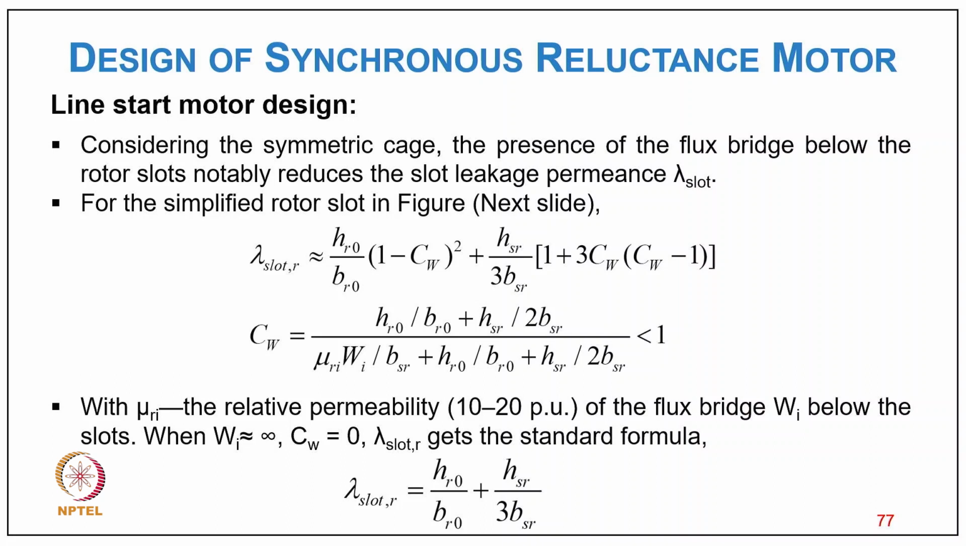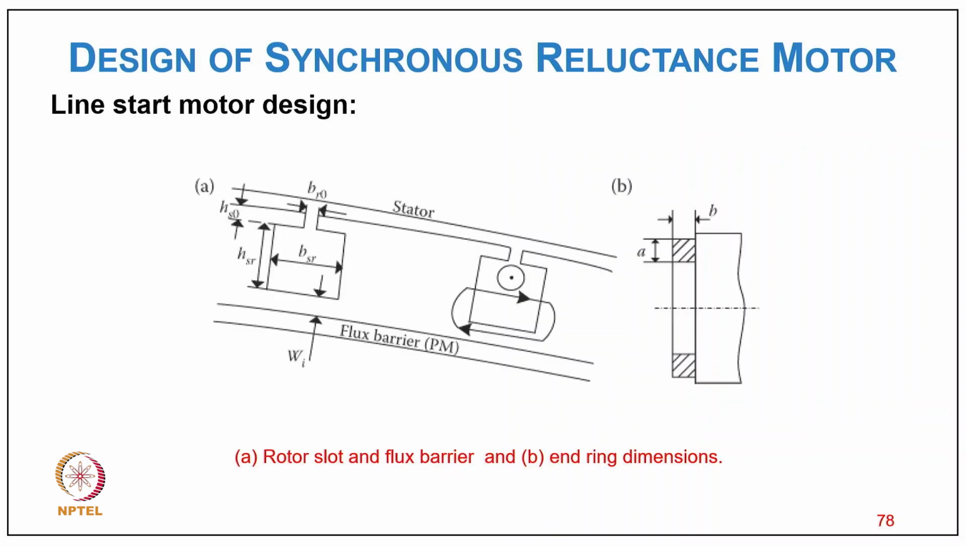upon BR0 plus HSR upon 2 BSR, where mu RI is the relative permeability of the flux linkage with WI below the slot, and where WI equal to infinity and C0 equal to 0, and lambda slot gets the standard formula lambda slot R equal to HSR upon BR0 plus HSR upon 3 BSR. And typically you can see the dimensions here, the rotor slot and flux barrier dimensions.